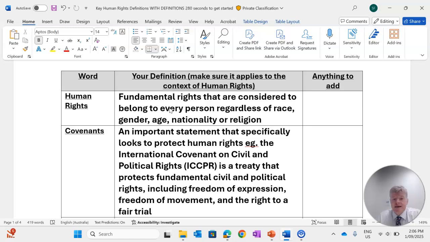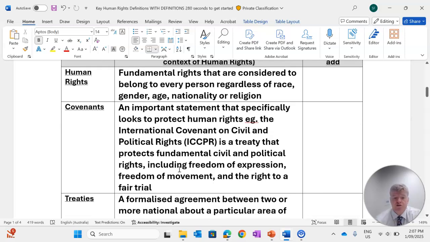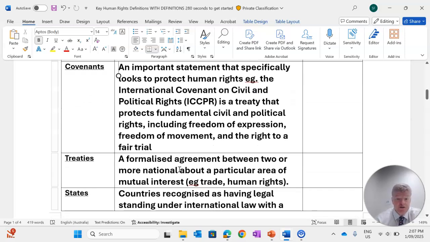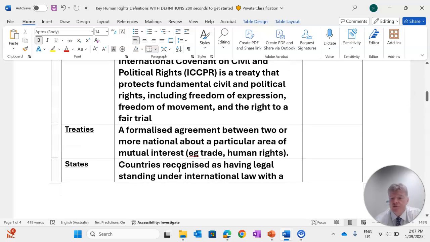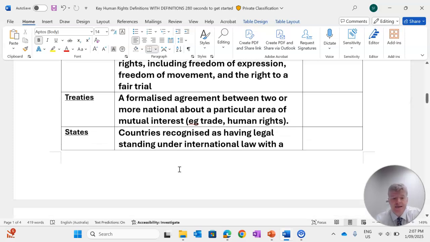So a covenant is an important statement, specifically looks to protect human rights. The International Covenant on Civil and Political Rights is a treaty that protects fundamental civil and political rights, like the right to vote. It talks about the right to a fair trial. And then it includes freedom of expression, freedom of movement, the right to a fair trial. Treaties are formalised agreements between two or more nations about a particular area of interest. So human rights is one of those areas of interest. Often we hear about trade treaties.